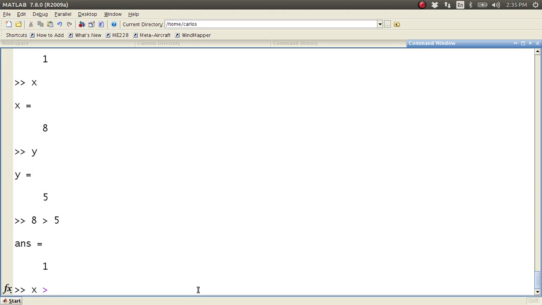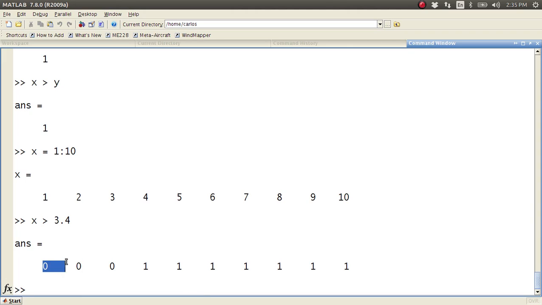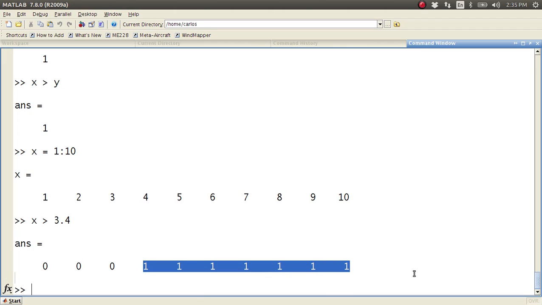So I can do these tests here and check and see if something is true or not, which helps me out a lot. I can actually make a vector, say 1 to 10, and I can say is x greater than 3.4, and it'll actually say that the first 3 are not greater than 3.4, but the last ones are greater than 3.4, which helps me out.